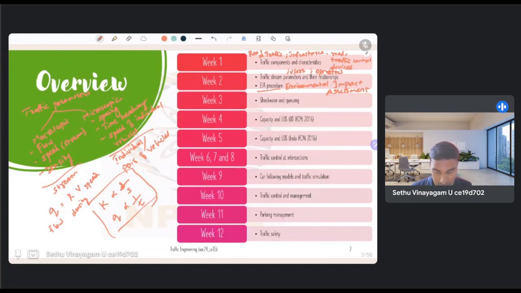In week three, we were introduced to the concept of shockwave and queuing. So what is shockwave? This is a method for analyzing the traffic stream.